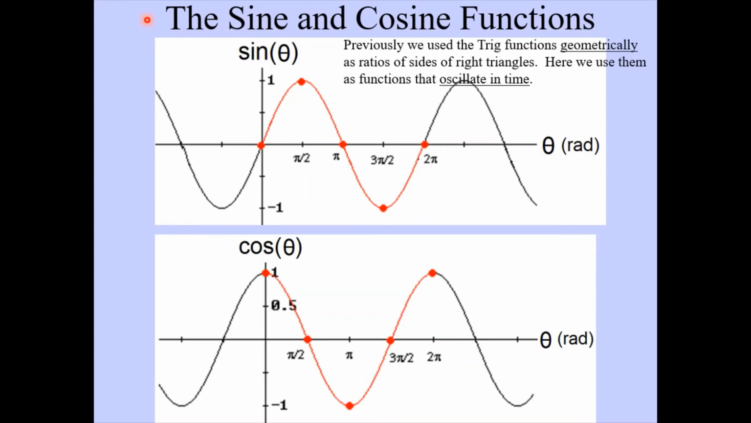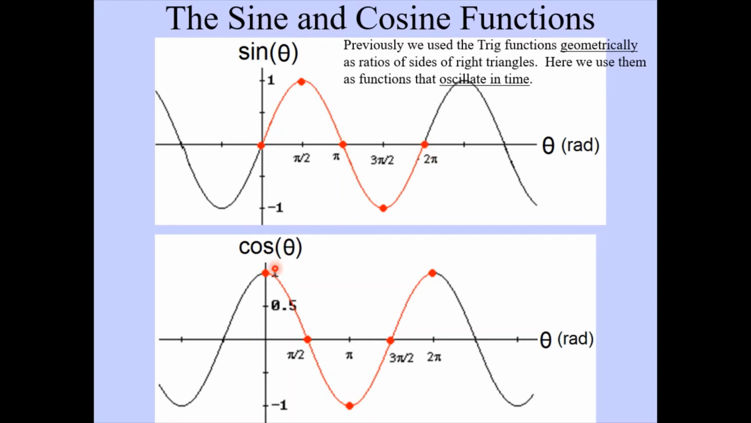You may remember from math class plotting the sine and cosine functions and what they look like. This is the sine function shown up here, and we're plotting the sine of theta versus theta here in radians. And remember that one full cycle is 2 pi radians. So notice this red portion of the curve here represents a complete cycle, starting at 0, going up, down, and then returning back to 0 where it started.